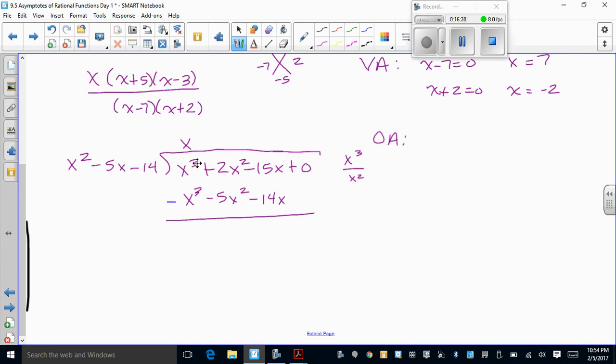So we get 7x squared. Subtract here, another double negative. So I just get negative x. And we bring our 0 down. And then we're doing 7x squared over x squared will leave me 7. So plus 7. So we get 7x squared, 7 times negative 5, negative 35x, and 7 times negative 14 is 98.